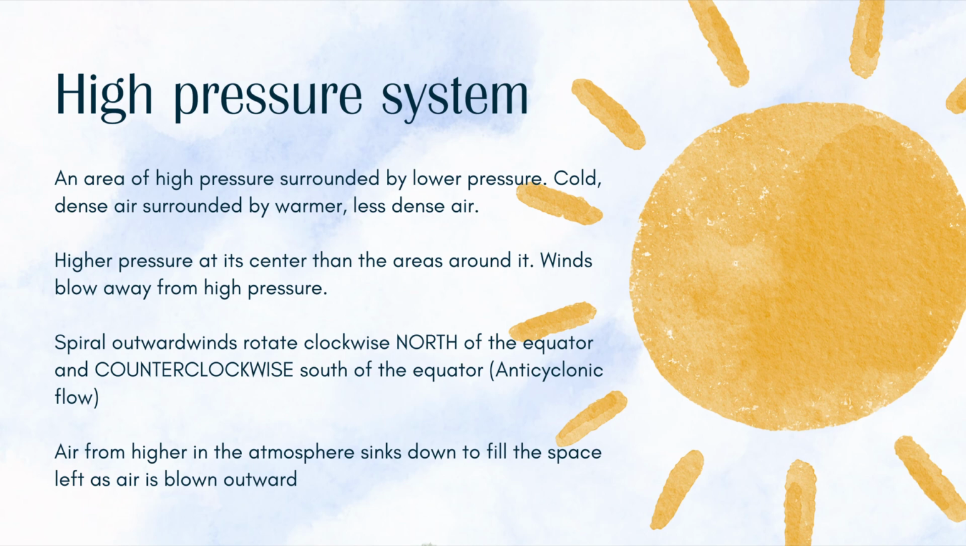Okay. So a high pressure system is an area of high pressure surrounded by lower pressure. As a result, the cold, dense air is surrounded by warmer, less dense air, which relates to the speed of the molecules. There's higher pressure at its center than the areas around it, and then the winds will blow away from the middle of the high pressure. So this results in a spiral outward, because winds will rotate clockwise north of the equator and counterclockwise south of the equator. This is called anticyclonic flow. And air from higher in the atmosphere sinks down to fill the space left as air is blown outward.